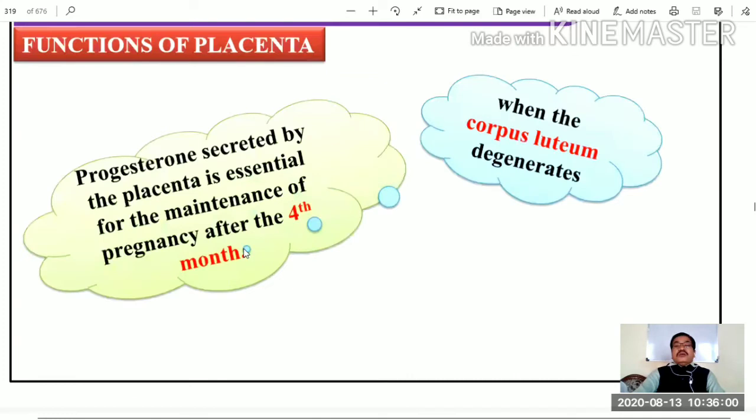When the corpus luteum degenerates, progesterone secreted by the placenta is essential for the maintenance of the pregnancy after the 4 months. So there is a maintenance which is done after the 4 months.